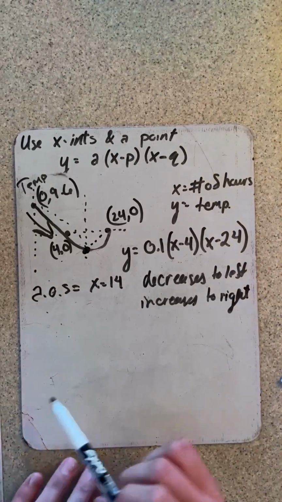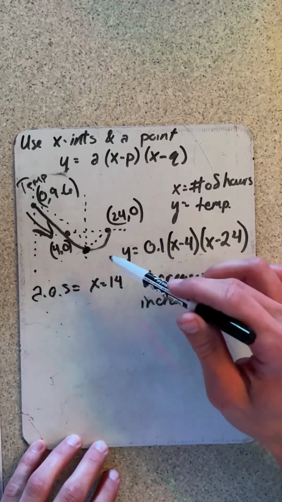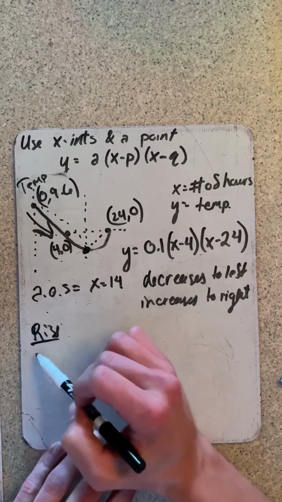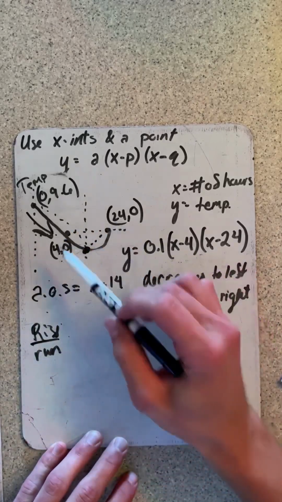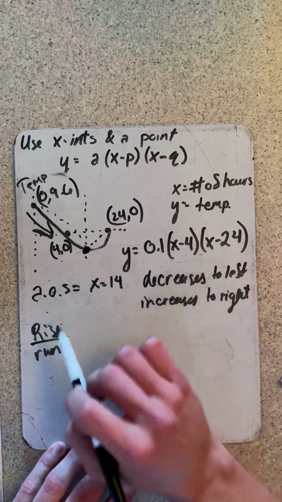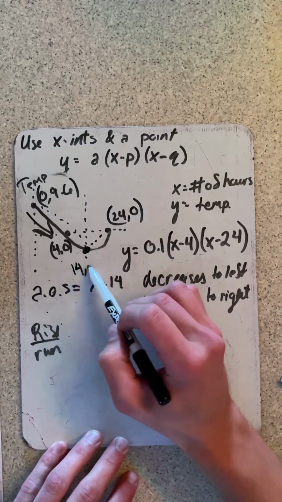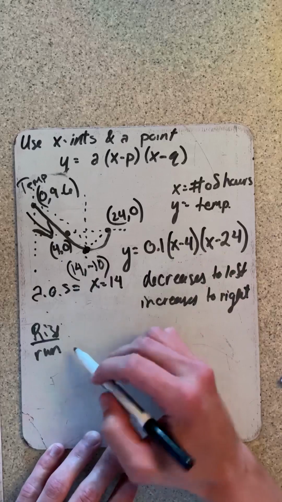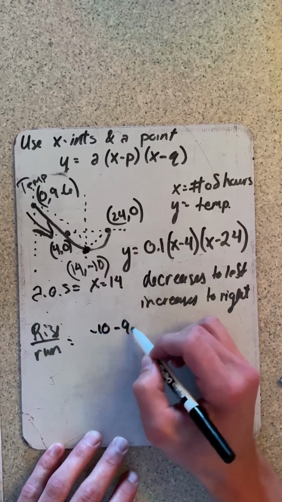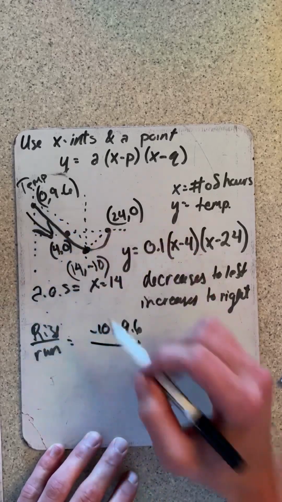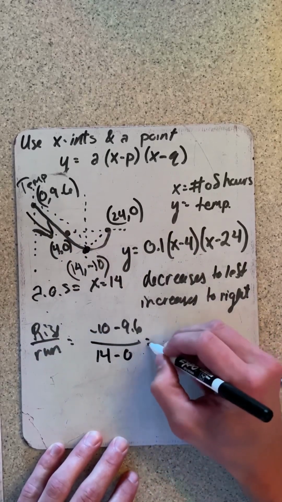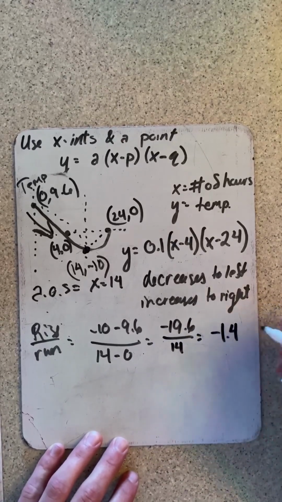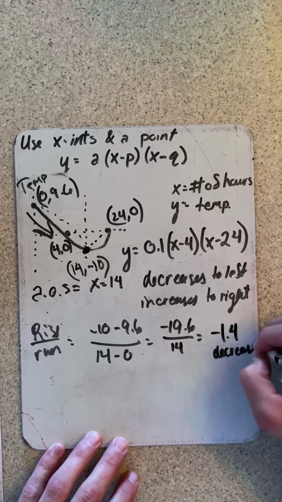Beautiful. Now I need to find the slope of the points to the left with the vertex. So that's rise over run. I'll write it out over here for you, rise over run. My vertex was 14 comma negative 10. That's what this point was. So now I need to do the rise. Negative 10 minus 9.6 over 14 minus 0, which equals negative 19.6 over 14, which equals negative 1.4. This is the decrease.